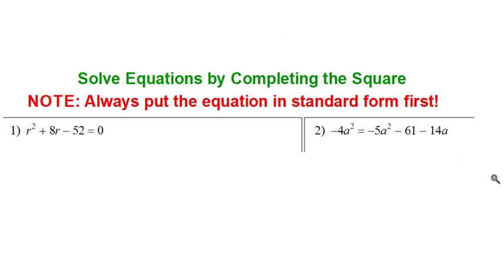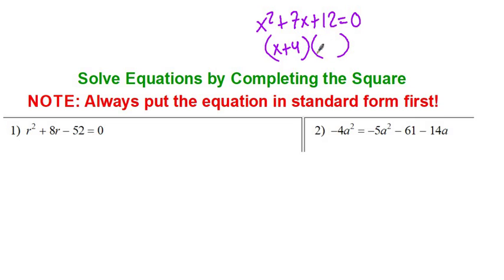So here's an example. Suppose I gave you this problem right here and I said solve the following problem by factoring. Right, you could do that pretty easily. You could say what multiplies to 12 and adds to 7, and that's 4 and 3. And then you could solve that and say x equals negative 4 here, x equals negative 3.